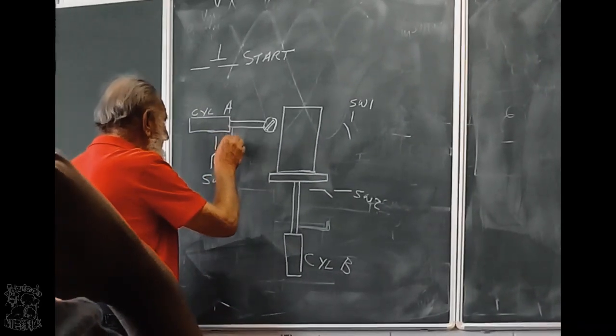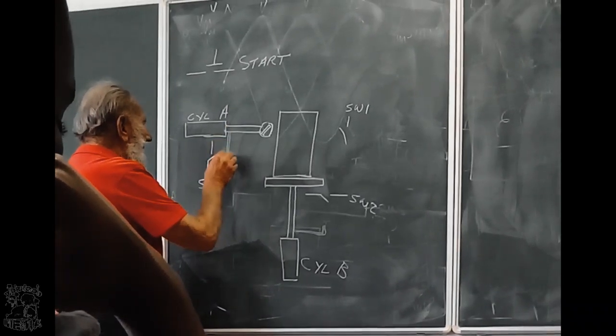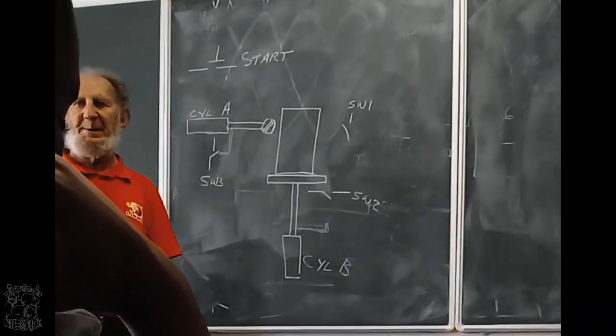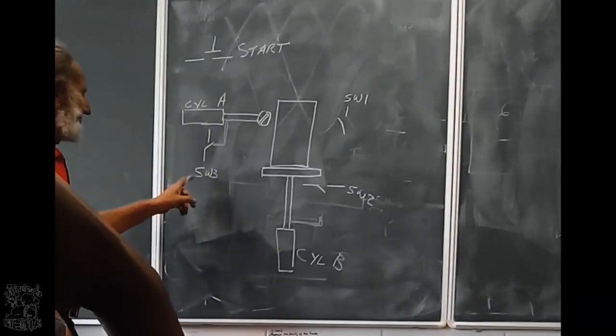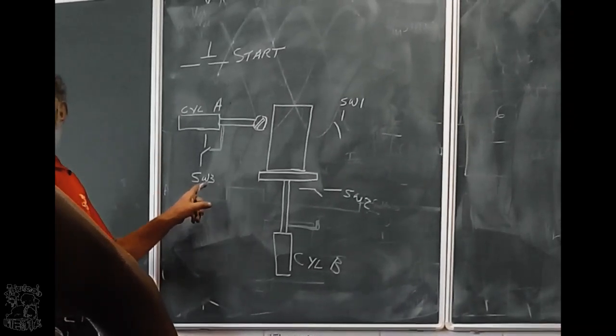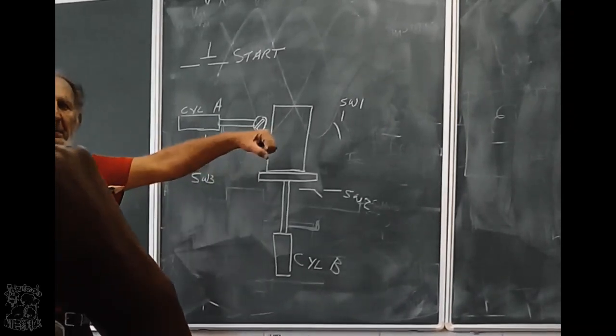Here, there's an arm here. When it's coming back, it's going to close that switch. Can you see that this switch will be closed before I put power on? It's normally open, but it's pushed.